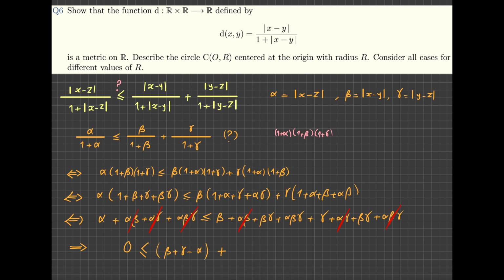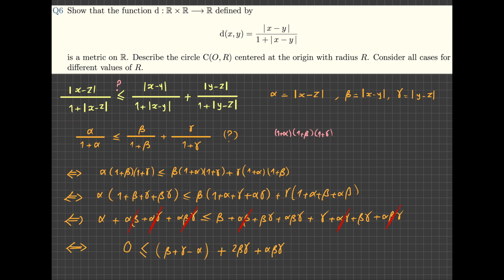But of course there are more terms left. So a beta gamma is left here, a beta gamma is left here, so it means I have 2 beta gamma, and I also have 1 alpha beta gamma left. Okay, and then again, this is also reversible. So you see that this inequality has been simplified to this inequality in reversible ways. All the way down here, they are reversible.